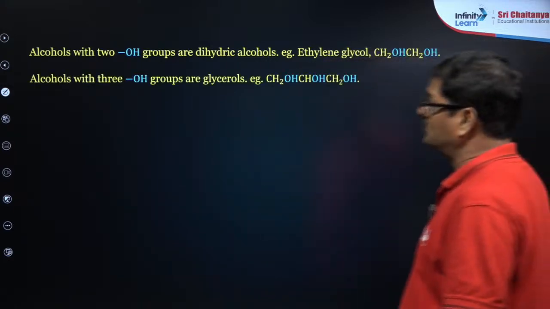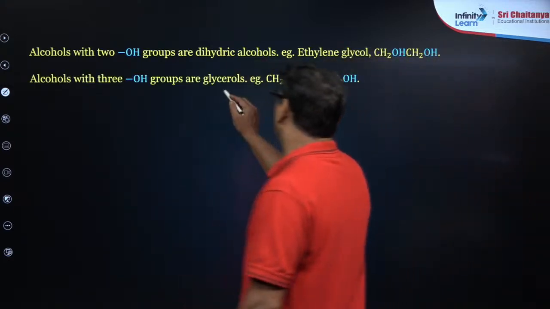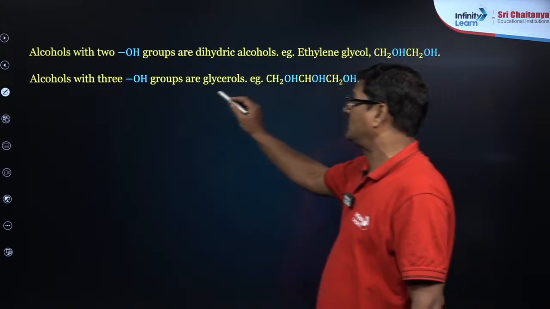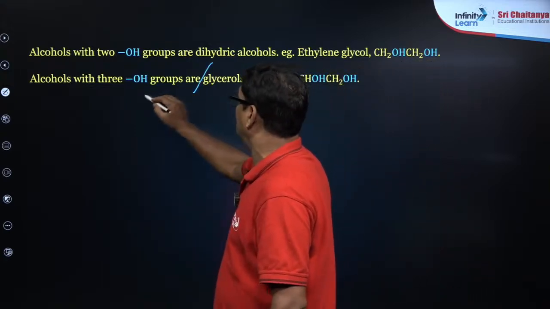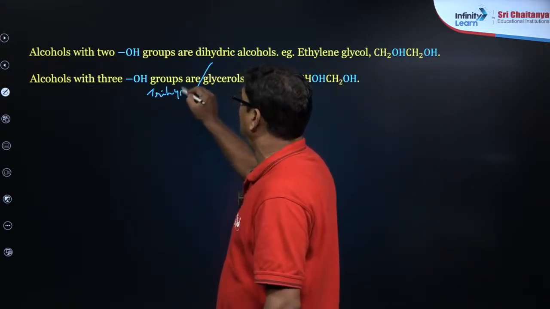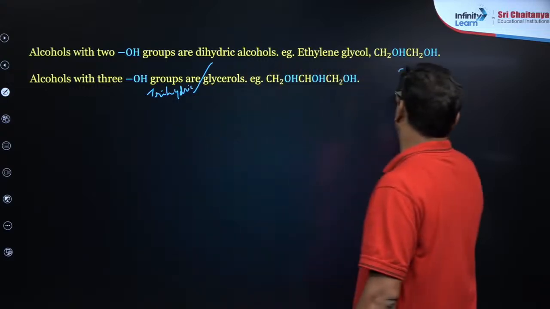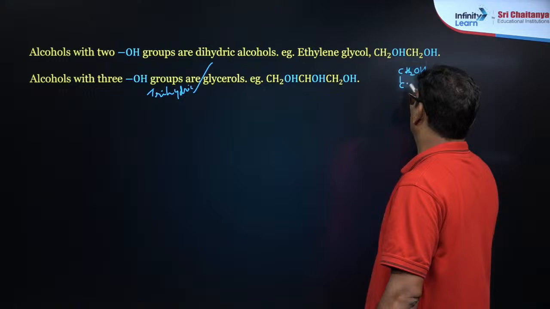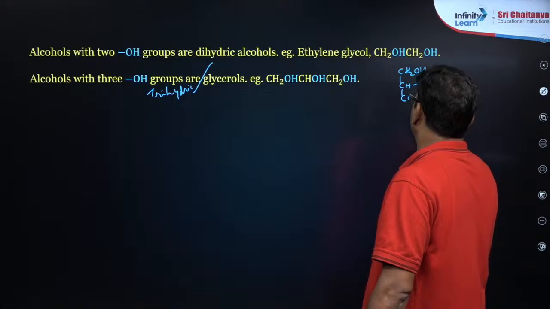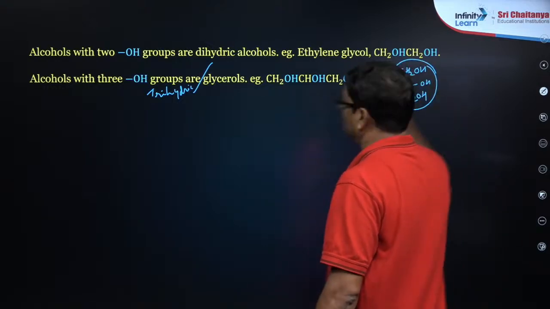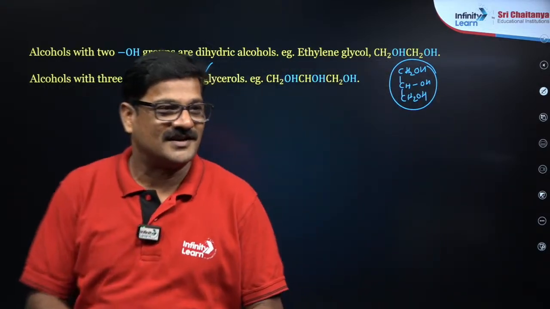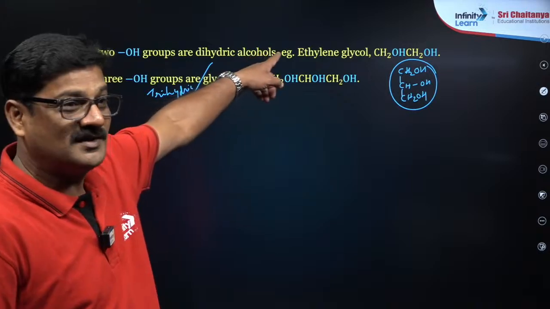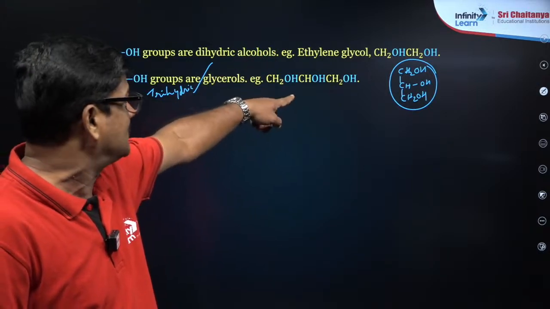So alcohols with three hydroxy groups are called glycerol. So they are called trihydric alcohols. That structure is given as CH2OH, CHOH and CH2OH. So this is glycerol. This is the ethane-1,2-diol, the first one. Okay, Ramesh, correct. The second one is glycerol.